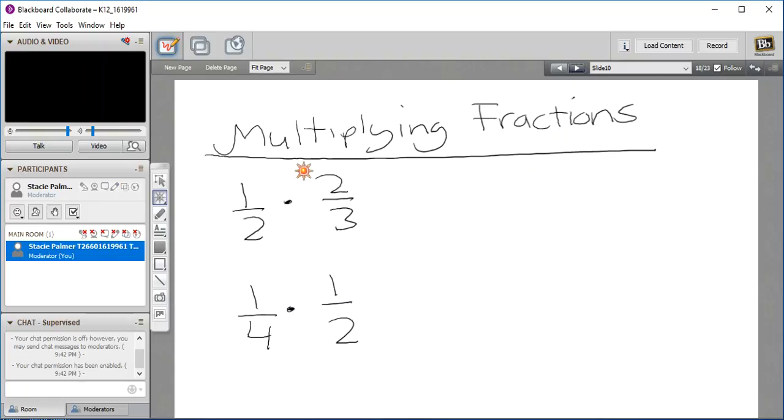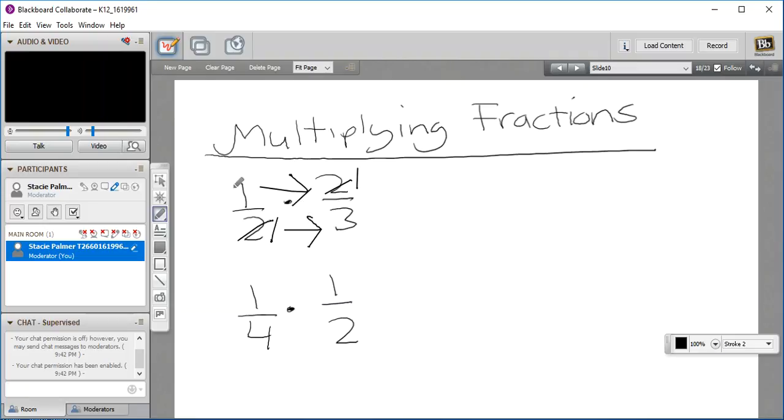Now, before we go any further, we need to have a review about multiplying fractions. And I know that maybe it's been a while since you have done this. Okay, so when you multiply fractions, if there is anything that can be simplified, you take care of doing that first. Okay, so we know that 2 can go into 2 one time. And then after we've simplified, we multiply top times top over bottom times bottom. So 1 times 1 is 1. 1 times 3 is 3. Okay, for the next one, 1 times 1 is 1. 4 times 2 is 8.